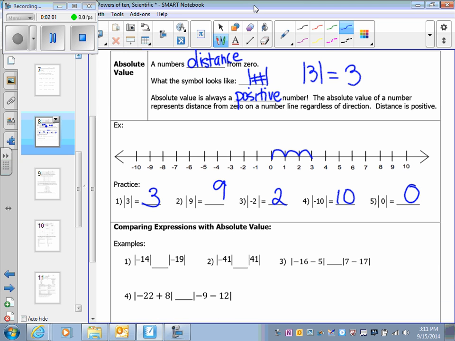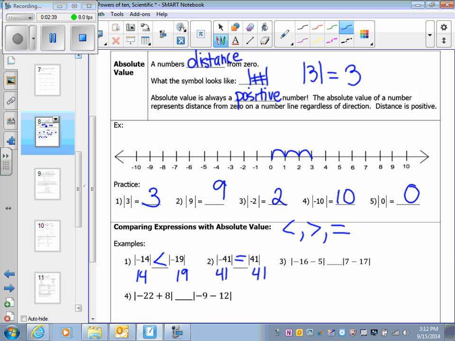Whenever you're comparing absolute value, you need to simplify the expressions before you can compare. For example, in number 1, I need to first find the absolute value of negative 14. So negative 14 is 14 away from 0. Negative 19 is 19 away from 0. So essentially now I'm comparing 14 to 19. And I want to compare with the symbols less than, greater than, or equal to. So 14 is less than 19. Okay? Negative 41 is 41 away from 0, and 41 is 41 away from 0. So these absolute values are equal.